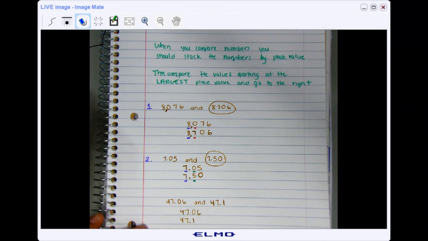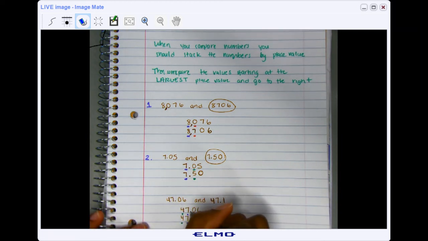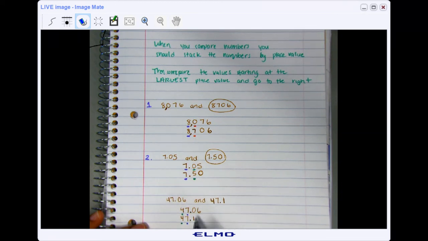Let's start comparing. I'm noticing that in the tens place, both digits are 4. So we don't know which number is bigger because they have the same value in the tens place. Let's move to the ones place. I'm noticing again that in the ones place, they have the same digit. So we still can't tell which number is bigger because they have the same value in the ones place. Let's move to the tenths place. I'm noticing that in the tenths place, there's a 0 and then there's a 1. Which value is larger?